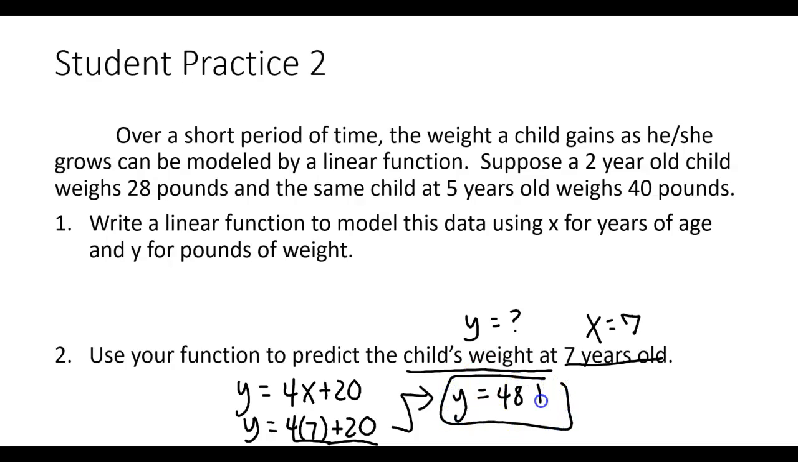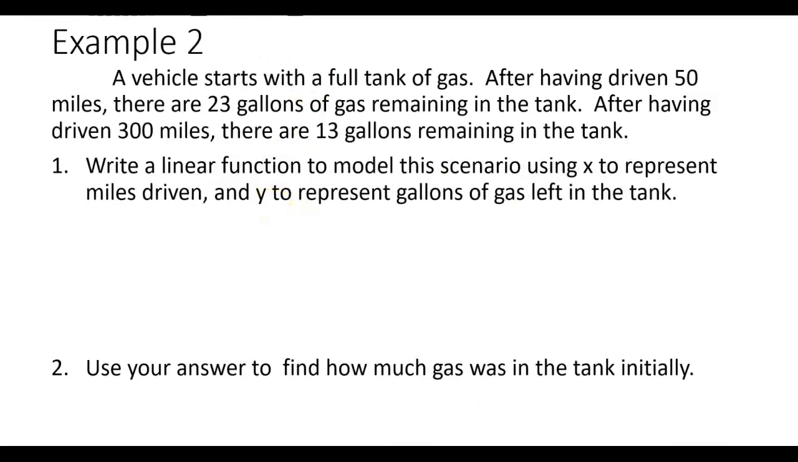And so that would be 48 pounds, just so you know, because we are talking about the child's weight at that point. So at 7 years old, we would expect the child to be 48 pounds if that trend continued. All right. Type of question. So before we move on to the next type of question, I want to show you what this one was.